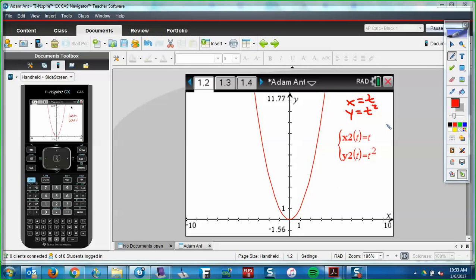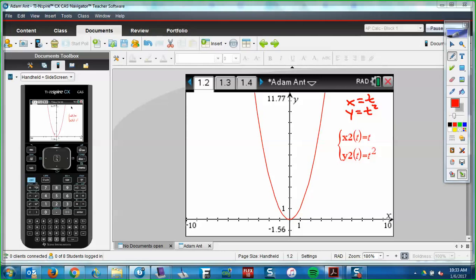Now, just think substitution. If x and t are equal, doesn't it mean they're interchangeable? X is always equal to t. So at 1 second, the x coordinate will be 1. At 2 seconds, the x coordinate will be 2. At 3 seconds, the x coordinate will be 3. X and t are interchangeable.